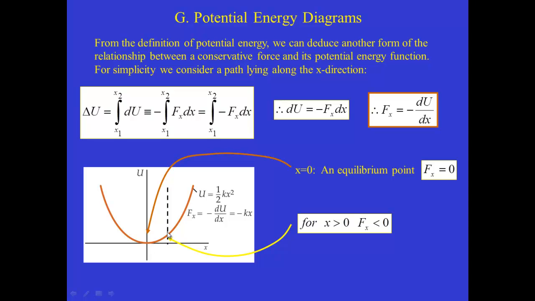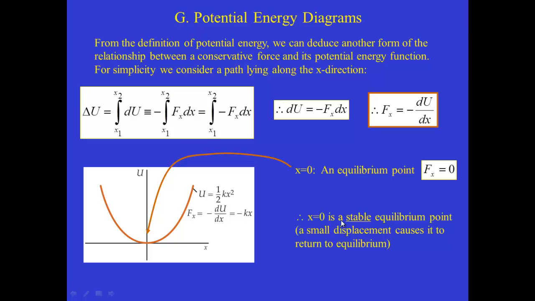And look at this point. At a positive value of x, the slope of the potential energy graph is positive, so the force is negative. So as you stretch the spring, it pulls back in the opposite direction, which means for positive x, the force is negative. And that is the characteristic of a stable equilibrium point.